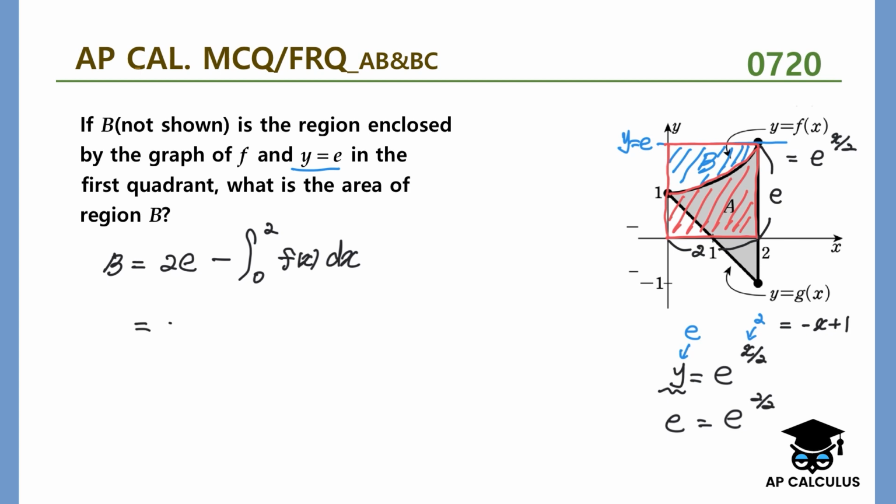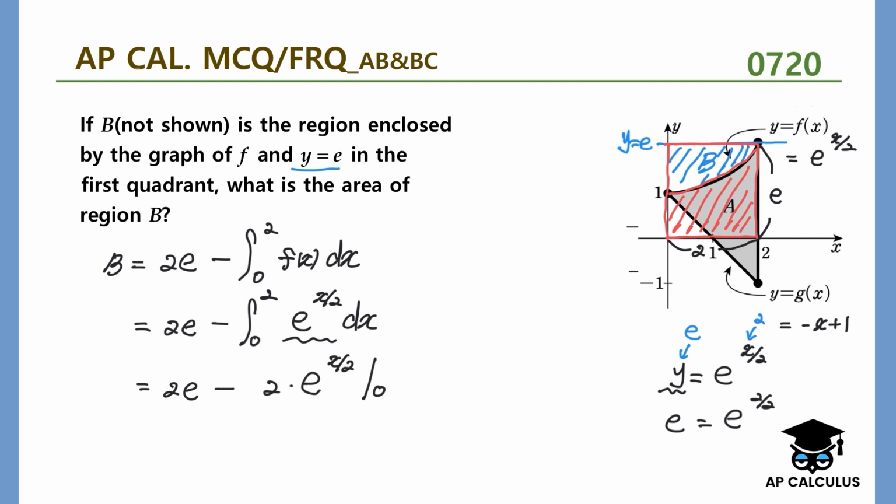So that's going to be 2e minus the integral from 0 to 2, where f of x is e to the x over 2 dx. So that's going to be 2e minus the antiderivative of e to the x over 2. That's 2 times e to the x over 2 from 0 to 2. So 2e minus 2 times, if we substitute 2 for x, that's e to the power of 1, minus, substituting 0, that's e to the 0. That's 1, right?